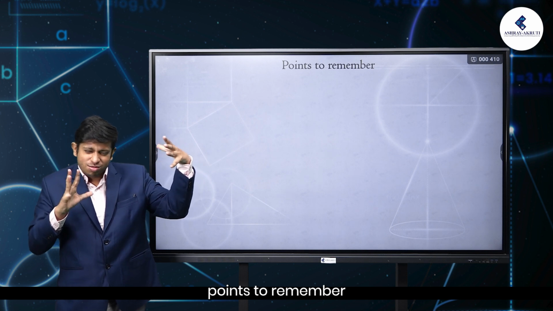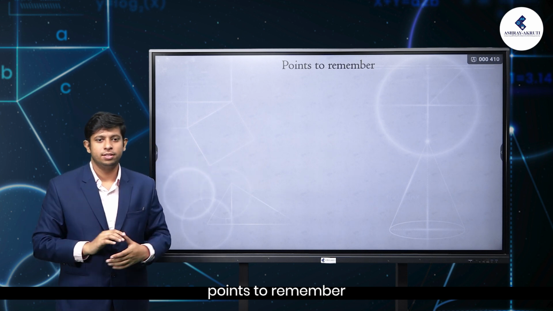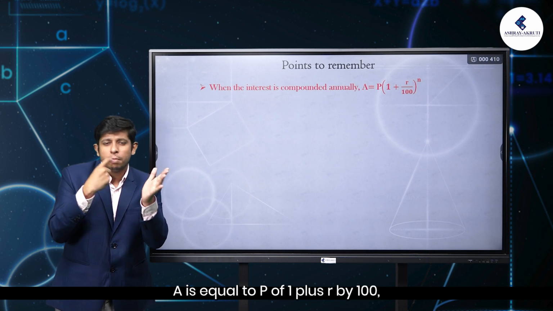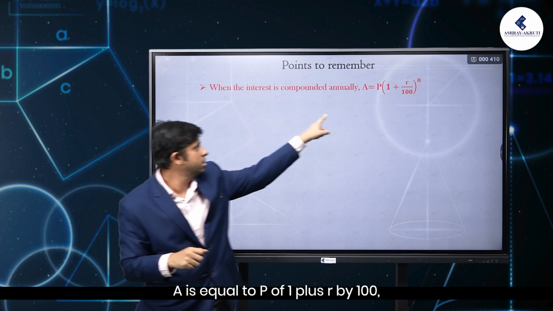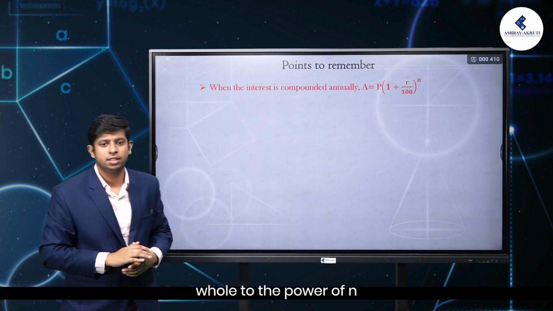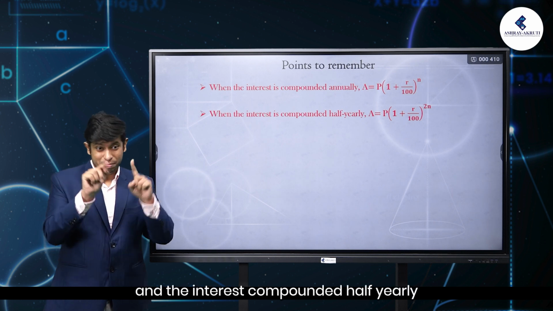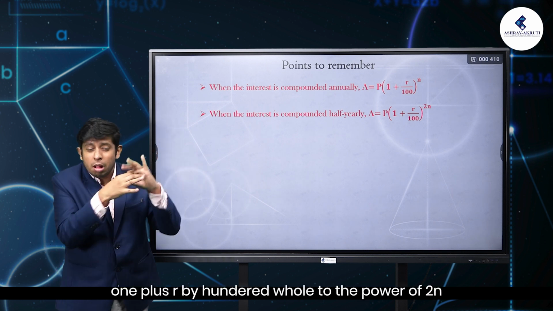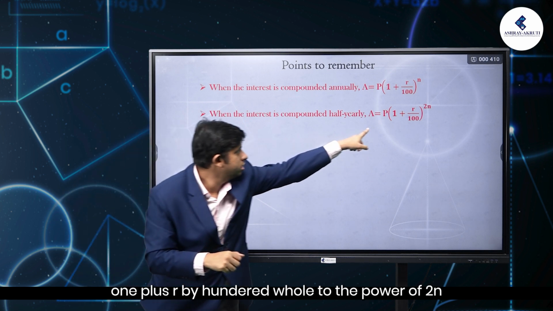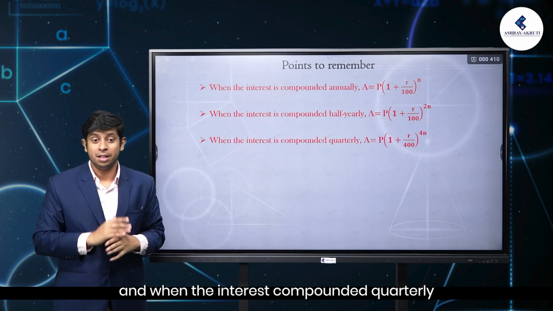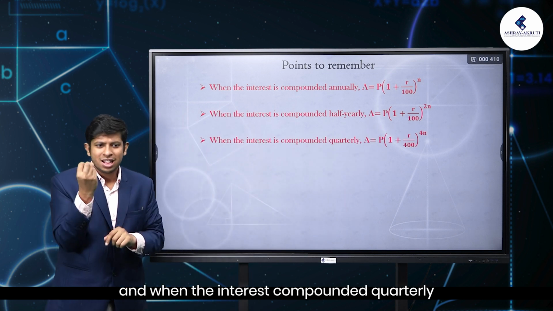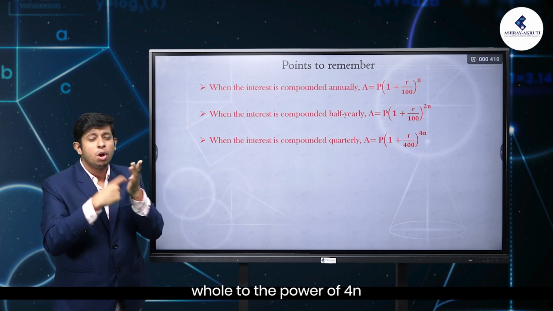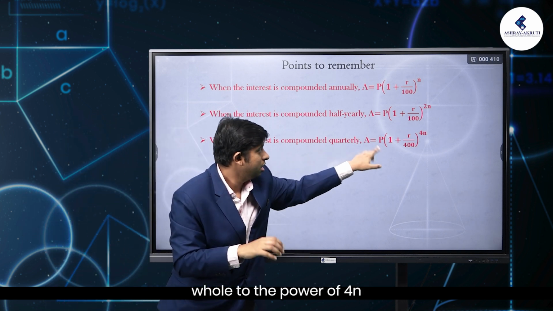Points to remember. When the interest is compounded annually, A is equal to P of 1 plus R by 100 whole to the power of N. When the interest is compounded half yearly, A is equal to P of 1 plus R by 200 whole to the power of 2N. And when the interest is compounded quarterly, A is equal to P of 1 plus R by 400 whole to the power of 4N.